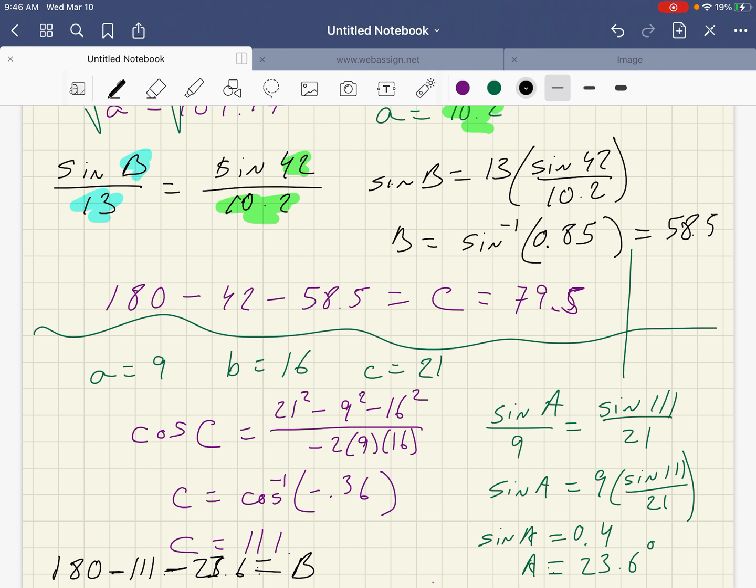And then once I have those, then I can do the 180 minus the 111 and minus the 23.6 to get B. So sorry, I got sloppy. Capital A was 23.6, capital C was 111, and then capital B we will find right here, 180 minus the 23.6, and we have 45.